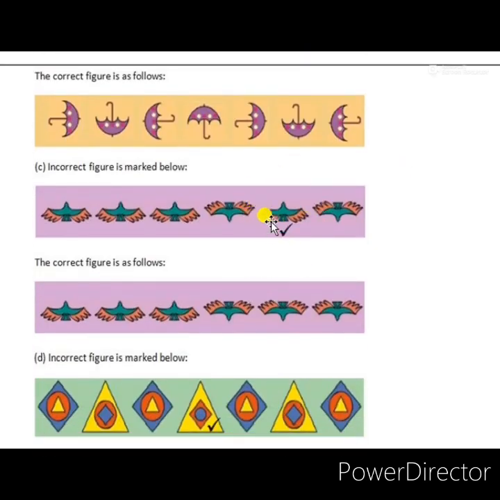Now this is the correct pattern of this figure as it is following the rule. See that 3 birds are flying upwards and 3 are flying downwards. Now this question is also completed. Students, you have to do it in your textbook.